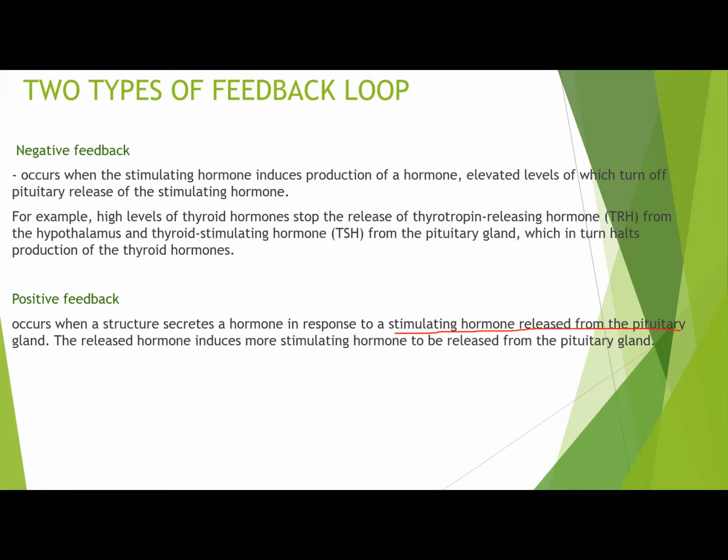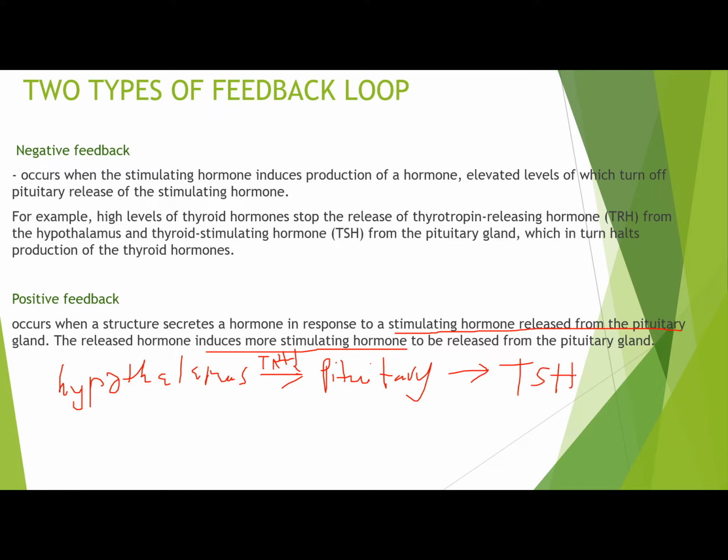So that is what I said earlier, right? From the hypothalamus, it would now create your TRH. It goes to the pituitary. Once it reaches the pituitary, class, the pituitary will now create TSH. Your TSH will now go to the thyroid.